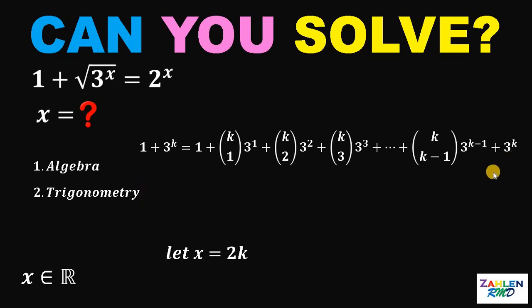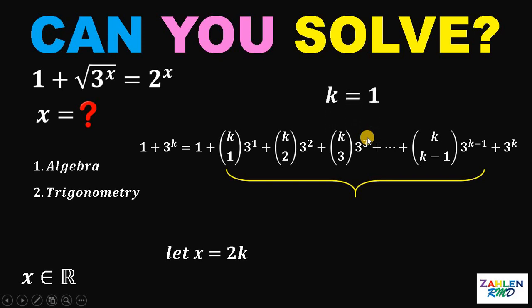Now, let's focus on this result. And also take note that the left-hand side must be equal to the right-hand side. Therefore, these middle terms must be gone, or simply 0. And in order to do that, k must be equal to 1.